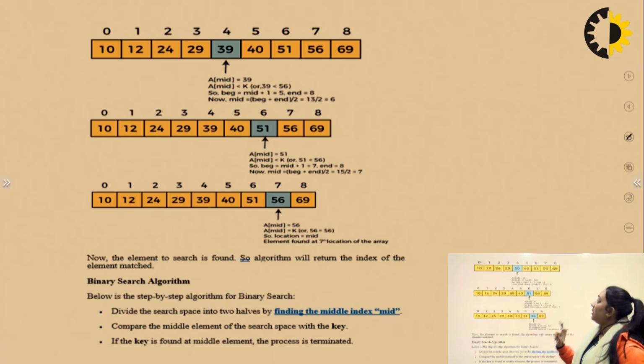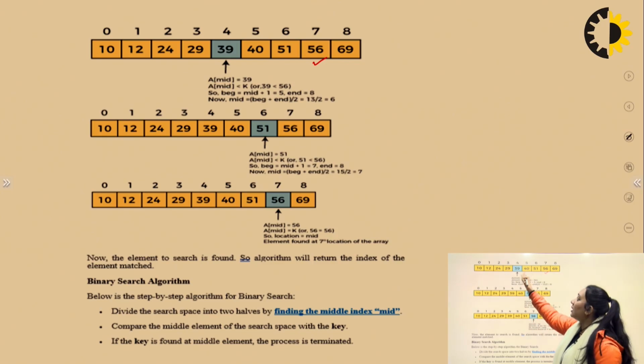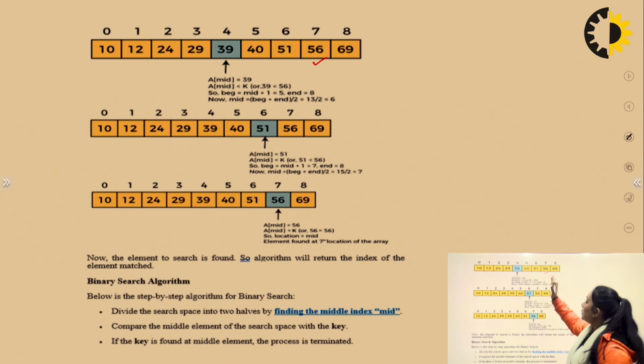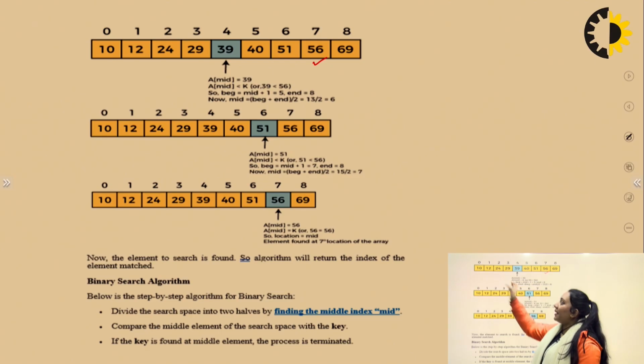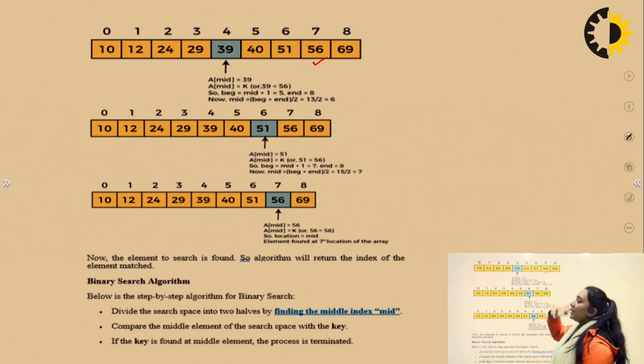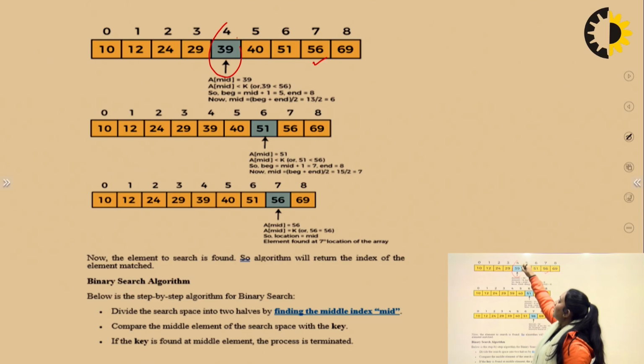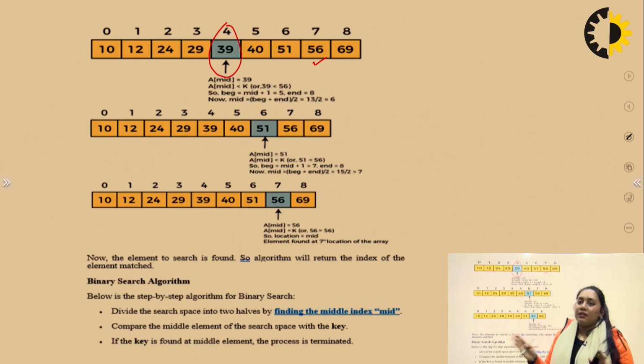The element to be found is 56, right? And 56 lies on the right side of the element. So we will traverse one by one on the right side, because it is not present on the left side. We will not touch the left side. Why are we using the mid value? To make the process very fast. In this way we are using the divide and conquer algorithm.